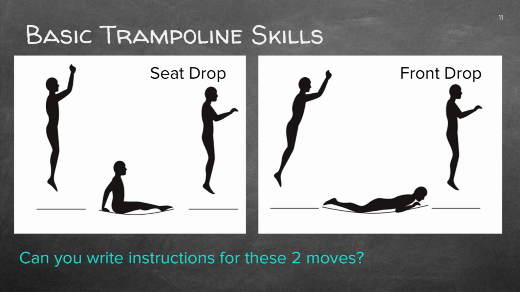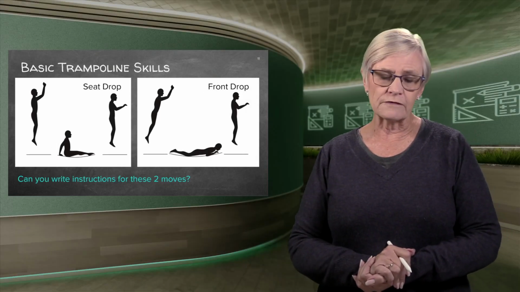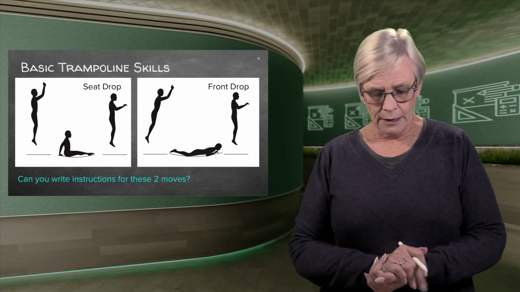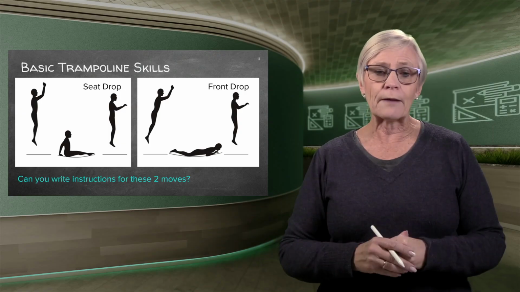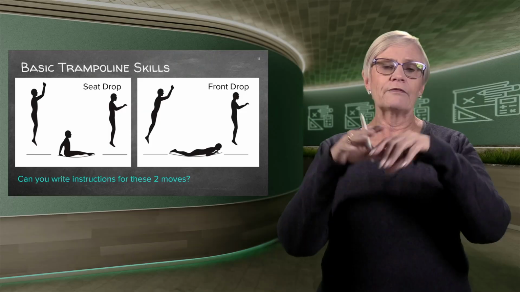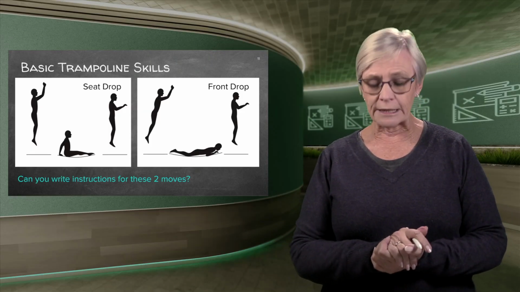Right, and then I have some other instructions or directions, and these are basic trampoline skills. I've just given 2 diagrams here, and my question is, can we write instructions for these moves? Looking at the left-hand one, which is the seat drop, I can say, okay, what do I have to do? Well, I'm just going to jump up, and then I'm going to flop down on my bottom with my legs stretched out, and then I'm going to jump up again. It all looks very easy, and I should be able to do that quite easily.